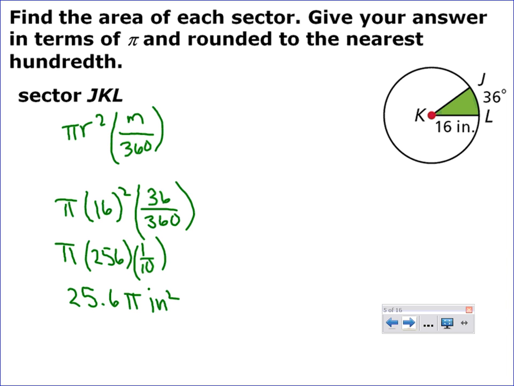Then I go ahead and take my calculator and plug in 25.6 times pi. I have to find the pi button on my calculator. There it is. And I get 84.83 inches squared. 84, did I say? 80.43 inches squared. 80.43 inches squared. So double check the work.